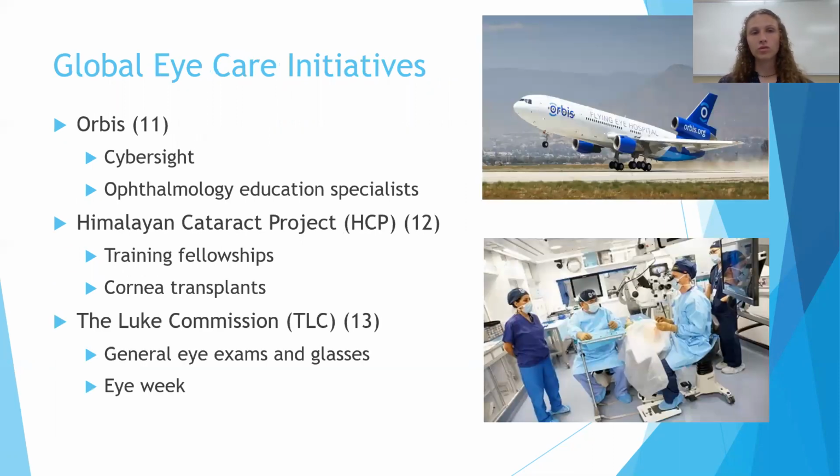A couple current global eye care initiatives I looked into that are focused on eye care include Orbis, which is a flying eye hospital, which is here in this top image, and this is one of their ORs on the aircraft in that bottom image. So they're able to virtually travel to anywhere in the country and set up, and they're able to treat as many patients as they can while they're there.